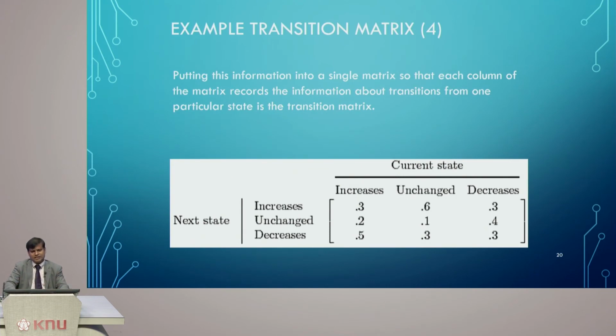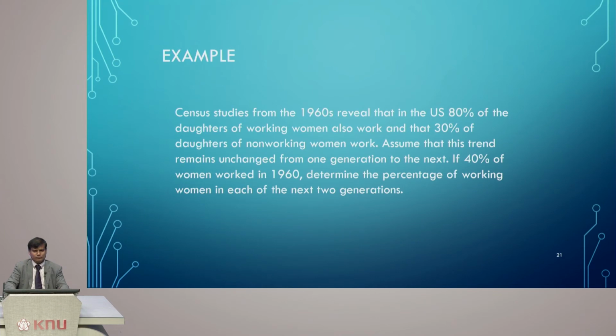Let us see how to use real data. In fact, this is a problem and might not be a real one, but it looks like a real-time scenario, because we are talking about a census study that was taken in the 1960s, and according to that, it reveals that 80% of daughters of working women also work, and 30% of daughters of non-working women work.